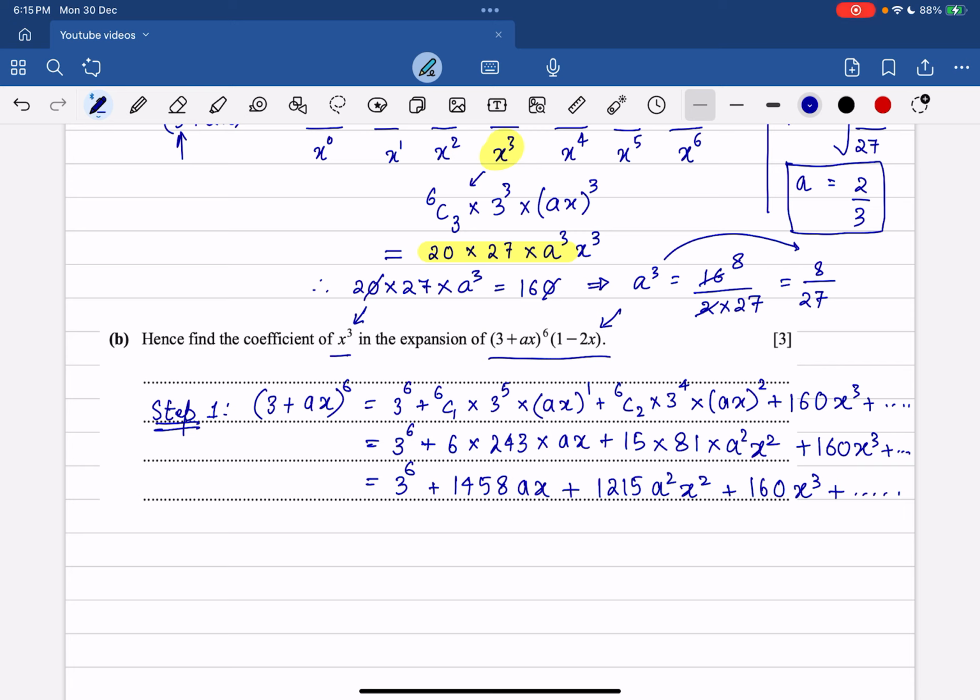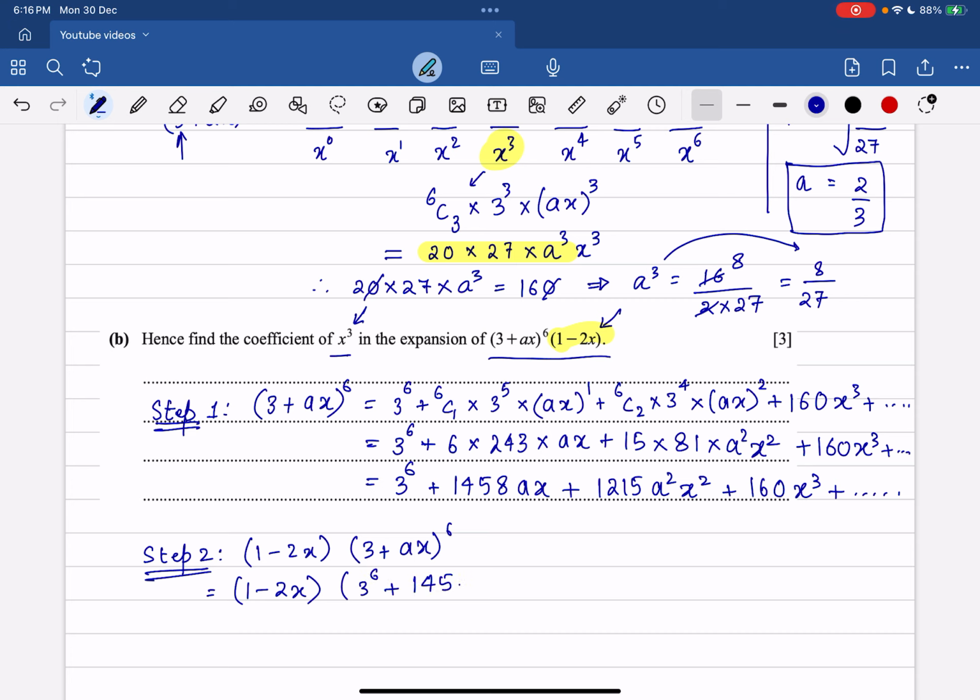Now why did we do all of that? Because we don't know what is going to happen when you multiply with 1 minus 2x. So my step 2 is going to be all about what happens when you multiply with 1 minus 2x. So 1 minus 2x multiplied with (3 plus ax) the whole raised to 6. What am I going to do? I am going to only write the expansion till the point that it is needed. I'm going to just copy paste the expansion from above.